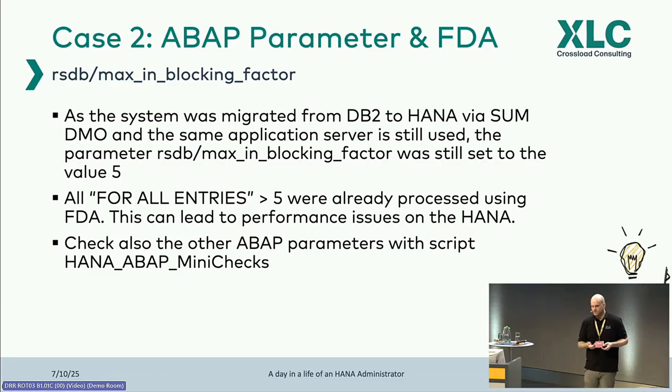One part of the ABAP mini check is the check of all ABAP parameters which are HANA relevant. In this case, there will be an entry: max in blocking factor is set to 5, recommendation: set it to 100. So if we know it beforehand and we check the ABAP parameters beforehand, we could solve the issue much faster. Yeah, but sometimes you need a little trick to find the solution for a problem.